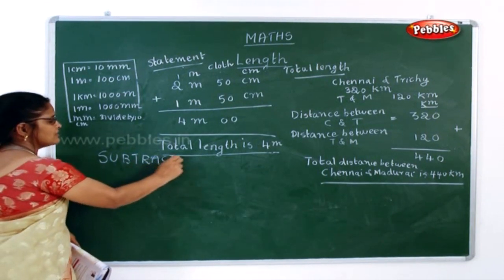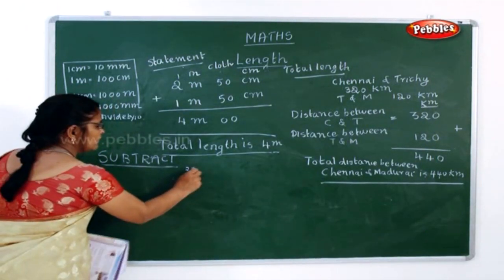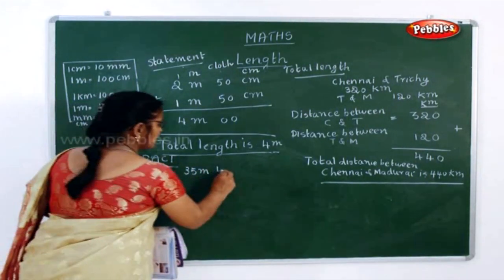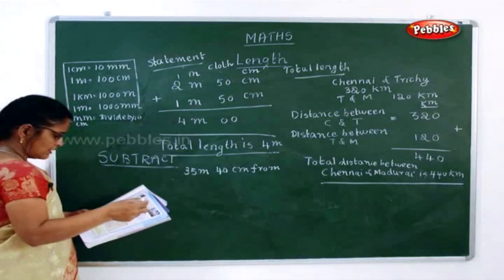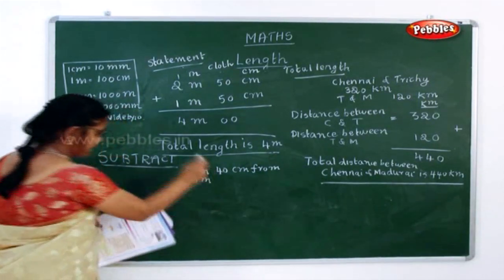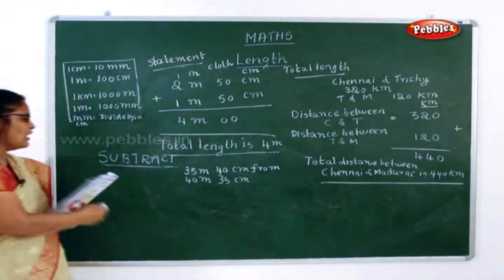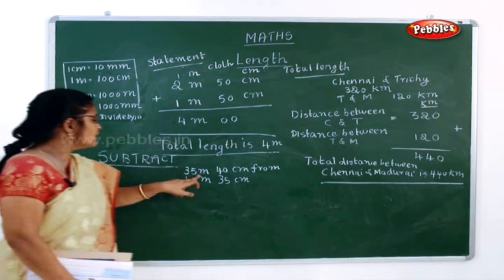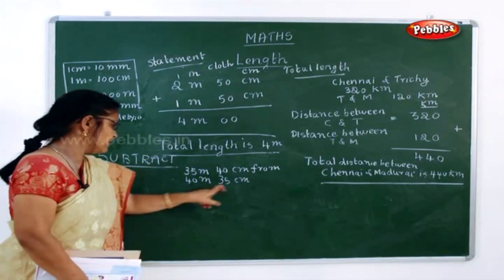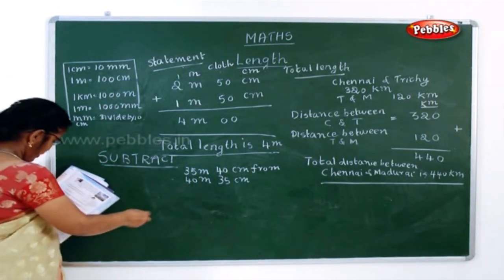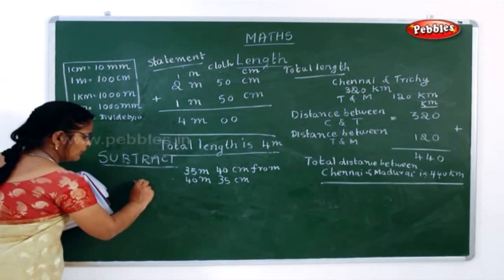Very good, subtraction. Just one thing I'll tell you how you have to do subtraction. See, 35 meter, 40 centimeter from 40 meter and 35 centimeter, this is the sum they have given in your book. Now, they have given us subtract 35 meter, 40 centimeter, subtract from 40 meter, 35 centimeter. Now, what will you do here? You have to write this one, because from this. So, what will you write? Immediately, what you have to do?